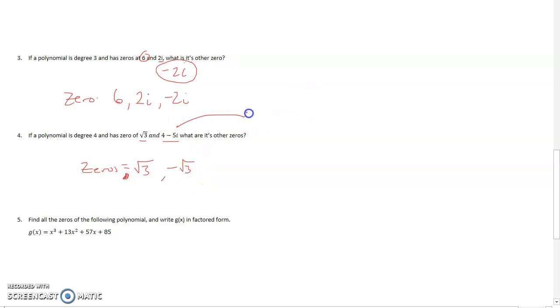Now I want to talk a little bit about this one. We know 4 minus 5i is a zero. The way we find the other one is slightly different. All we do is we change the i term. We flip the sign on the i term. So the other zero would be 4 plus 5i.